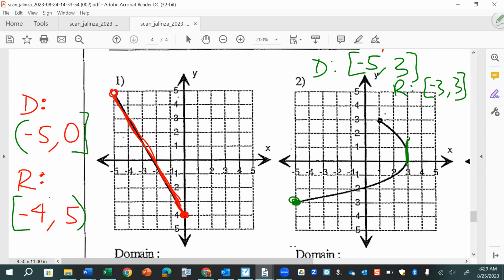Good enough? Yeah. Let's just eyeball the rest of this worksheet.